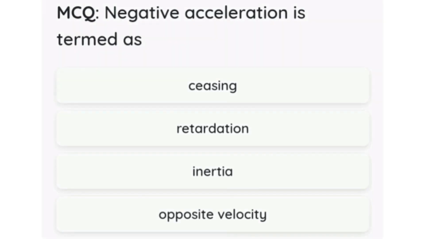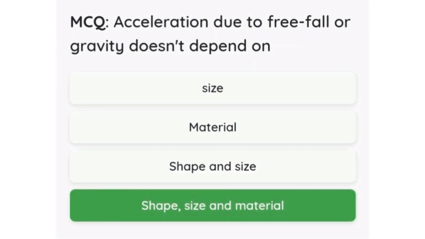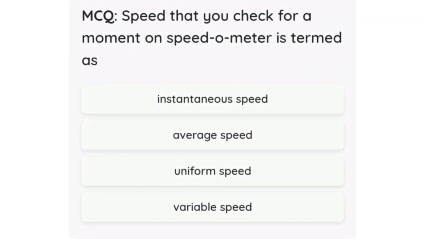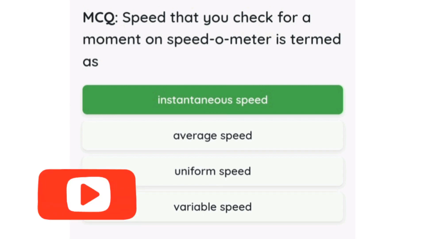So next we have: negative acceleration is termed as? We have already discussed that it's called retardation, meaning negative acceleration. So the right answer is retardation, meaning when velocity is decreasing with time. So next we have: acceleration due to free fall or gravity doesn't depend upon? It does not depend upon shape, size and material. So next we have: the speed that you check for a moment on a speedometer is termed as? Any kind of speed that is just for an instant is called instantaneous speed. So the right option is instantaneous speed. So this is it for today. Hope you like the video.